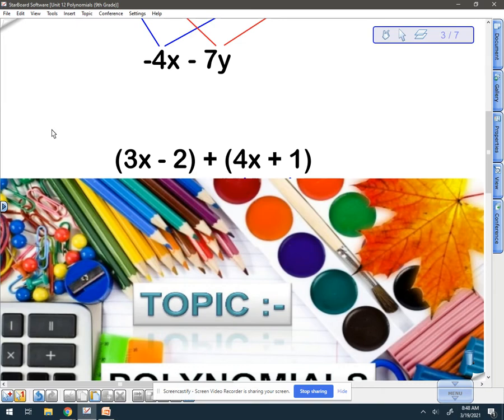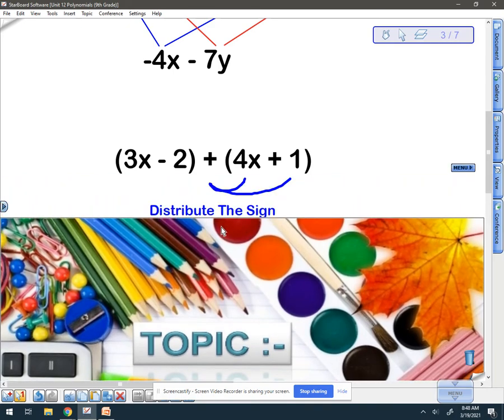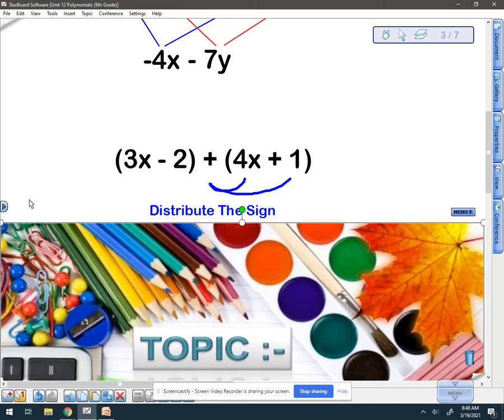So then what you're going to have to do first is deal with either the addition sign or the subtraction sign in the middle. Our goal is to combine like terms, so we have to get rid of the parentheses. So we've got to distribute the sign. Whatever this sign is out here, we have to distribute it.